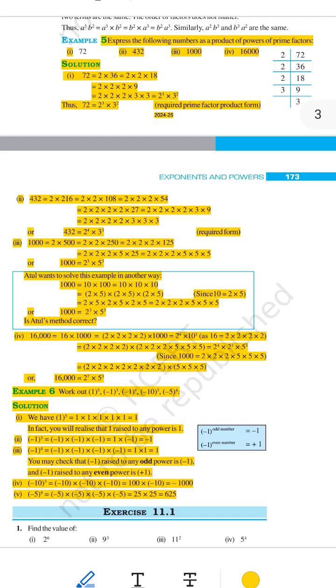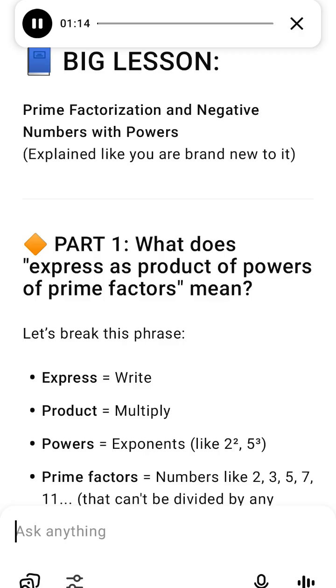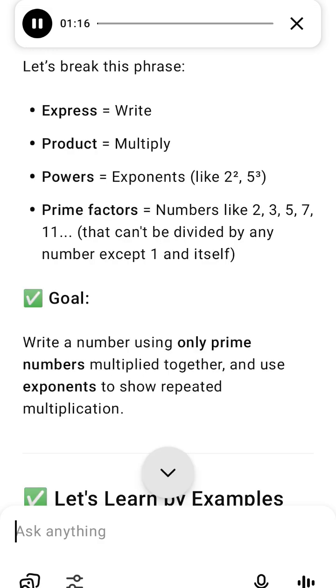1. What is a prime number? A prime number has only two factors, 1 and itself. Examples: 2, 3, 5, 7, 11, 13. 2. Prime factorization. Prime factorization means breaking a number into prime numbers only. Multiply all the prime numbers to get the original number. Use exponents (powers) to shorten repeated multiplication.